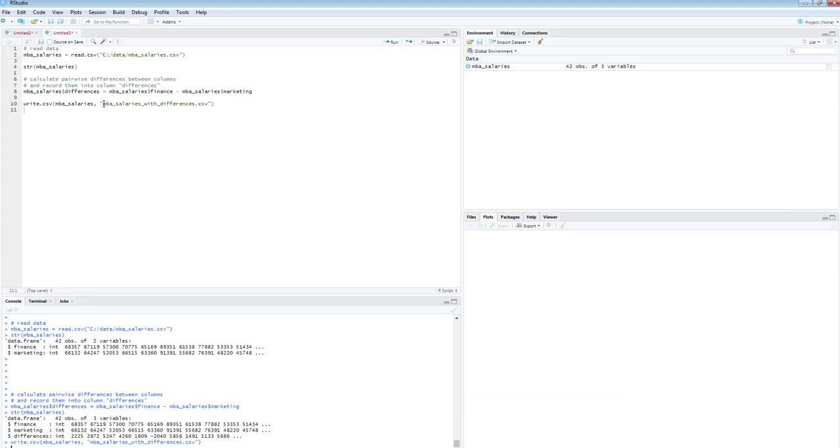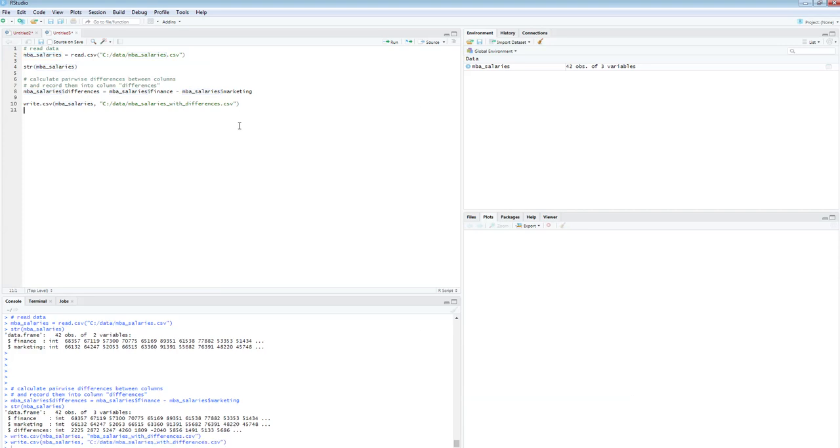So in order for me to dump it into the place where I want it, I have to specify the full path again. So it's disk C, folder data, and in the folder data, go ahead and create MBA salaries with differences.csv. Again, this file does not exist. I am creating it right now when I run this line, and it will take the content of my data frame MBA salaries and record that into the CSV file. Let me show you. So I run this line. Nothing happened really visually because it all happens on the disk.